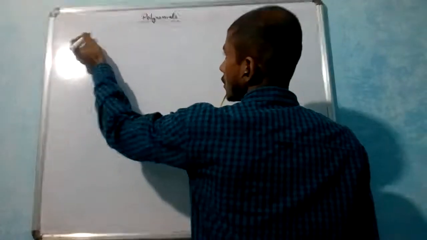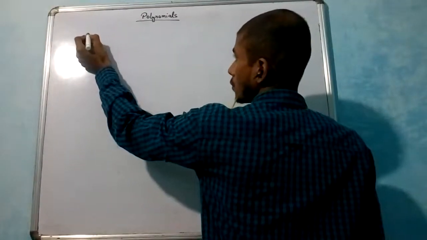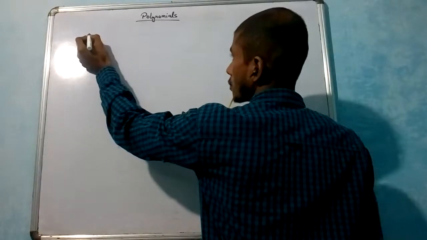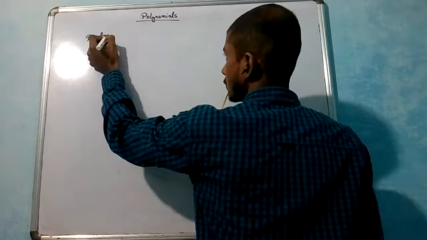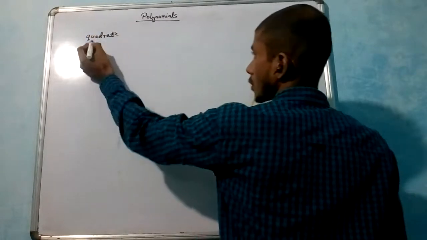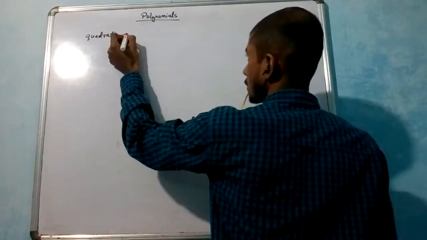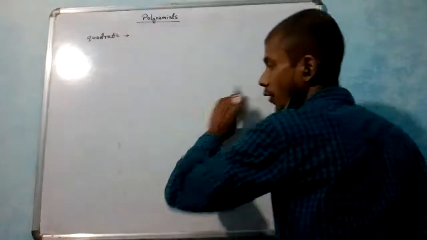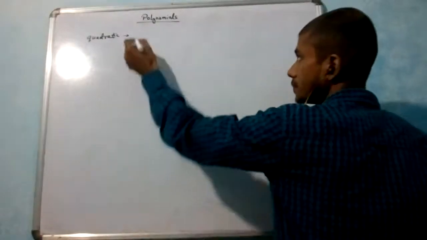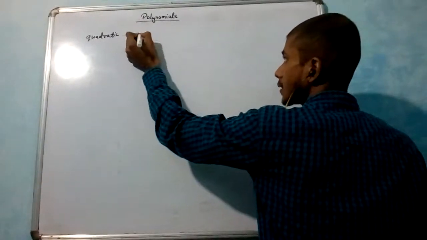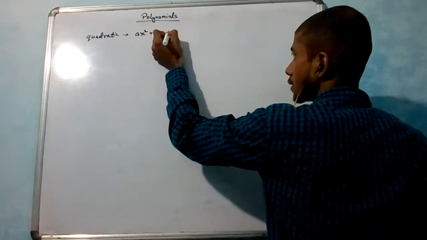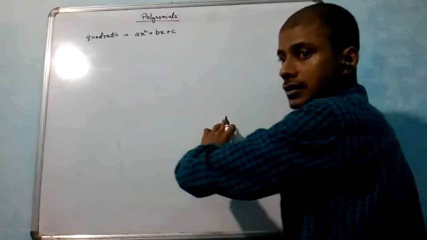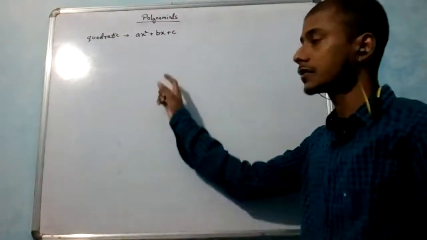In polynomials, what is the standard format of the polynomial, cubic or quadratic? Suppose quadratic. Okay, we will do the quadratic polynomial. Tell me the standard form. Can you tell the standard form? Ax square plus bx plus c. Generally we write it this way.